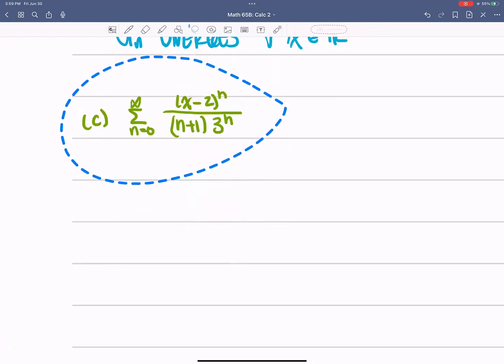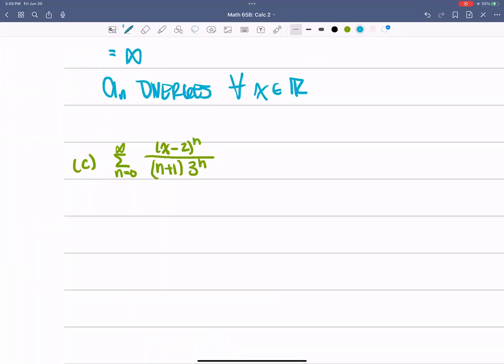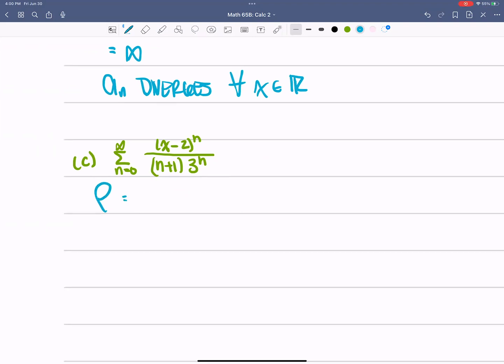All right, looking at this one, do we have enough room? I think we have enough room. Could we use the ratio test? We don't have an n factorial, but I think we could still use rho, we could still use our ratio test. So we're going to take the limit as n approaches infinity of x minus 2 to the n plus 1 over n plus 1 plus 1, which is n plus 2, times 3 to the n plus 1. And we're going to multiply the reciprocal.